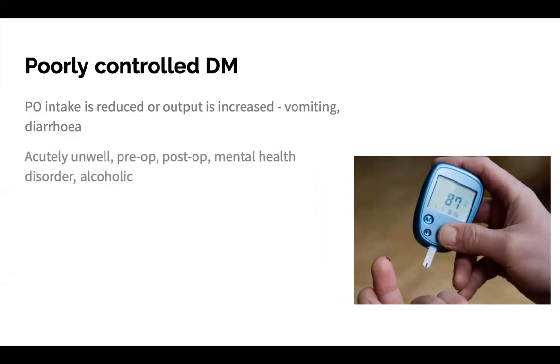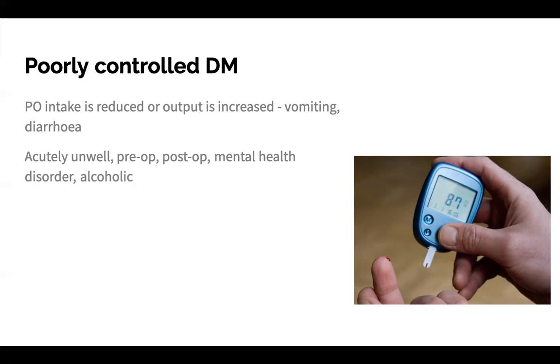The patient can also be acutely unwell. So perhaps they've got a concomitant infection or they've had a myocardial infarction, and as a result, their body's not processing the insulin as it normally would do. We spoke about preoperatively, there might be nil by mouth, but also postoperatively patients can have derangement.